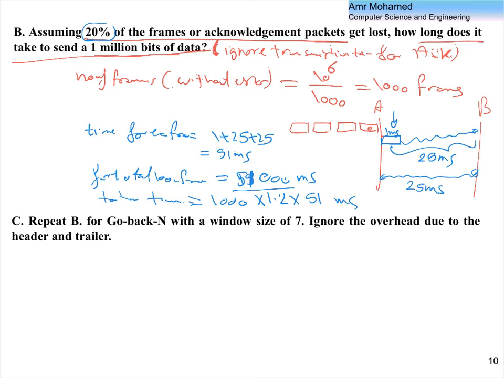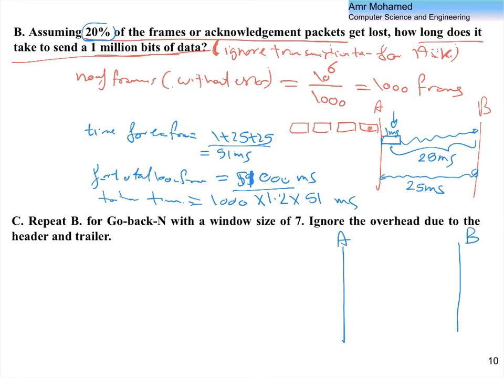Okay. So we can nudge it up a little and try to address the same case where now we have Go-Back-N and the window size is 7. This requires a little bit of imagination. We need to calculate this. First, let's just look at the timeline for the transmission from A to B.